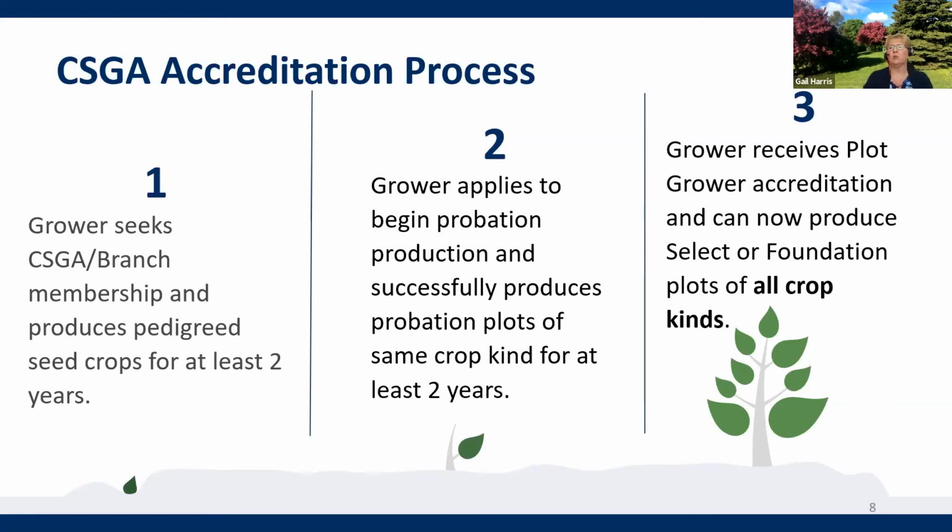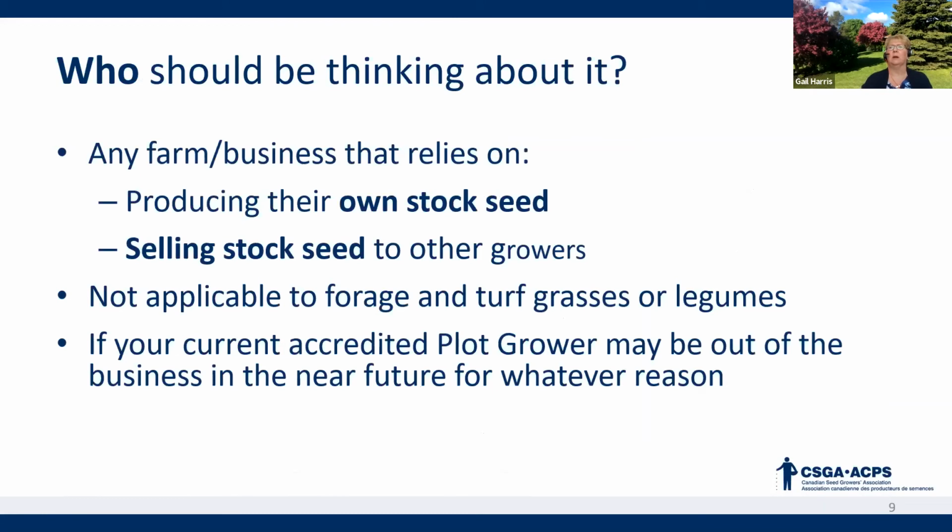Historically, you had to do separate accreditations for different crop kinds. That's no longer the case. If you do your probation on wheat or on soybeans, once you're accredited, you can now do plots of canola, mustard, wheat, barley, soybeans, whatever crop kind you want. So your accreditation is good for all crop kinds.